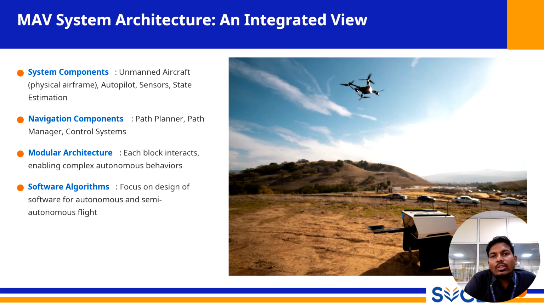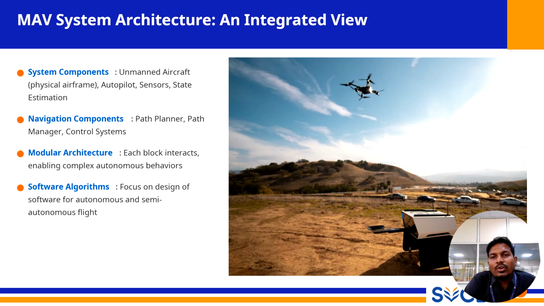To begin solving the challenges we just discussed, we need a robust and well thought out design. This slide presents an integrated view of a typical MAV system architecture. Think of this as the blueprint of an autonomous drone, showing us how the different parts work together to create an intelligent flying machine. We'll break down this architecture into its core components.